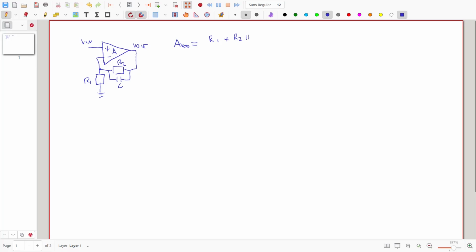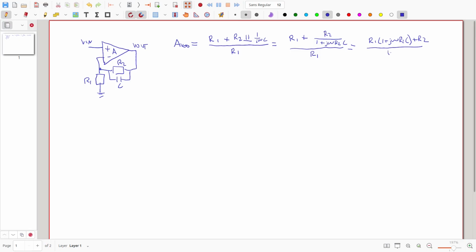calculate the gain as the following: 1 over j omega C, divided by R1, and then this will be equal to R1 plus R2 divided by 1 plus j omega R2C, divided by R1. And then if we continue this, this will be R1 times 1 plus j omega R2C plus R2, and all these things divided by R1 times 1 plus j omega R2C.